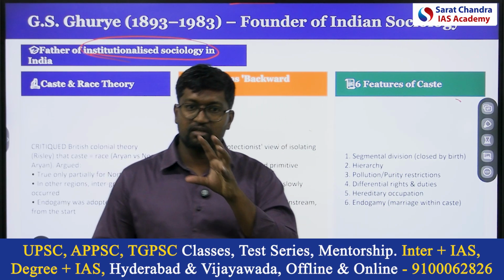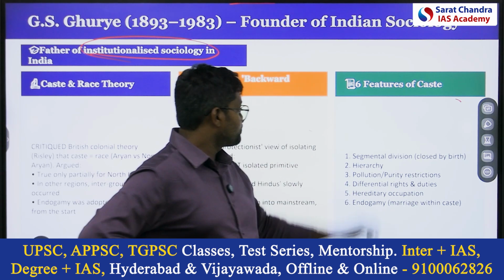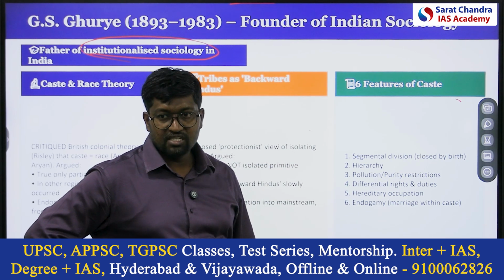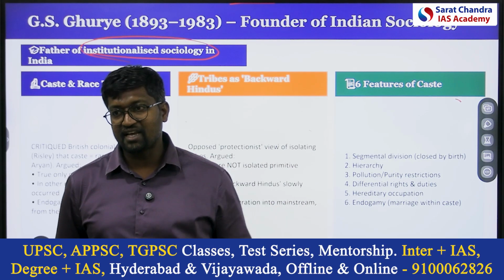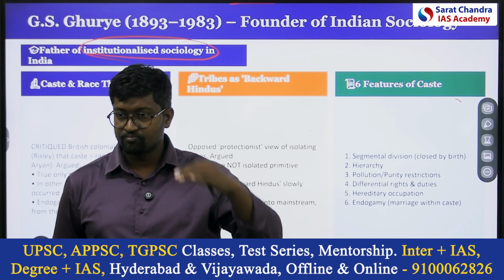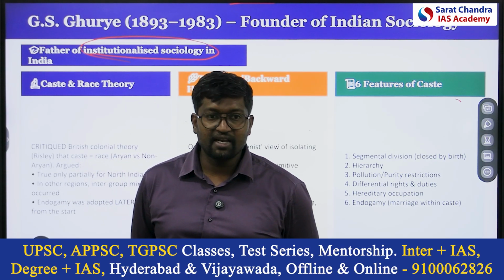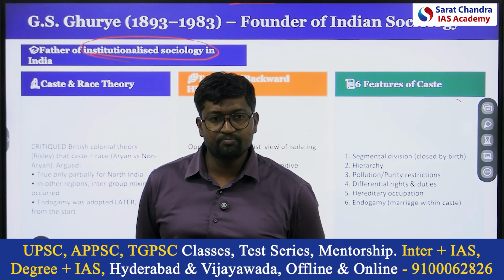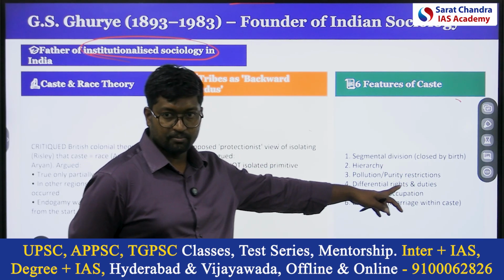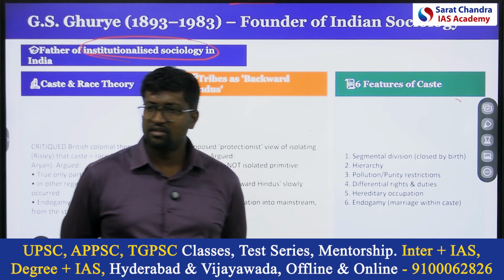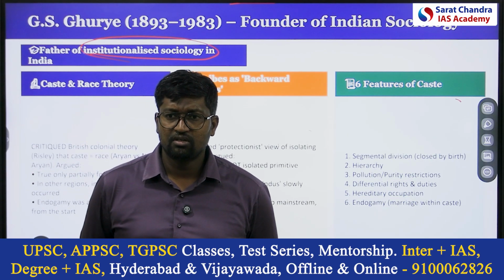So when G.S. Ghurye talked about features of caste system, the first feature is segmental division. The second feature is hierarchy. There is a hierarchy in caste system, upper caste, lower caste. And there is a concept of purity and pollution. Upper caste will not eat the food made by lower caste. There is purity and pollution. Next, differential rights and duties. Yes, upper caste have more rights, lower caste has more duties.